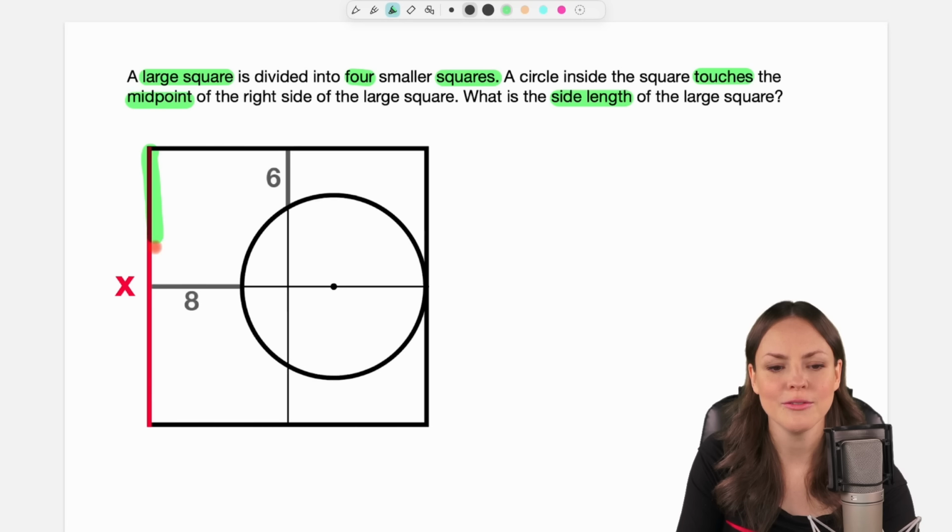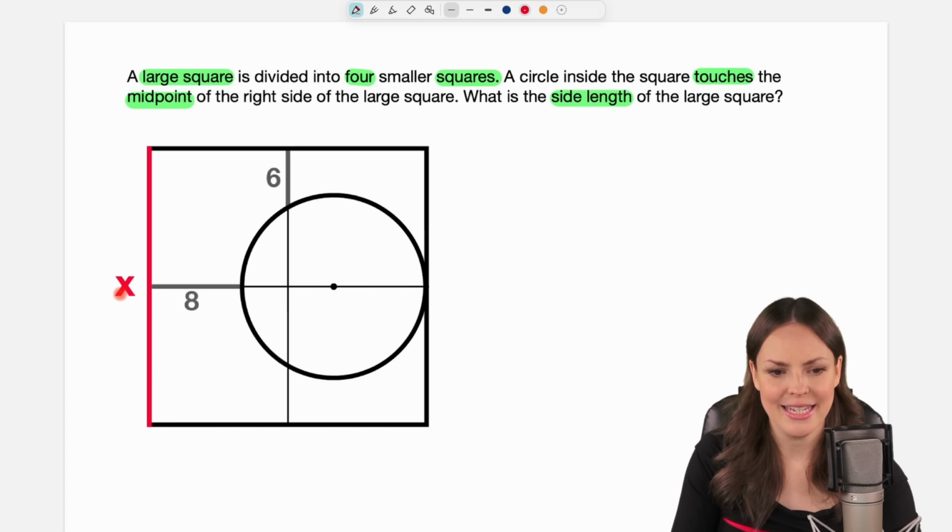So we have to find this length here. We are also given the length of this part here and the length of this part here. And this is all the information we have to find our x. Okay, how can we find x then?